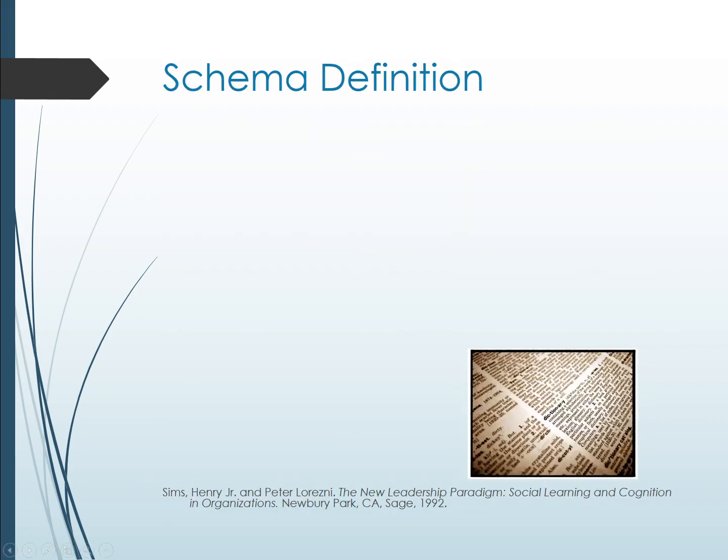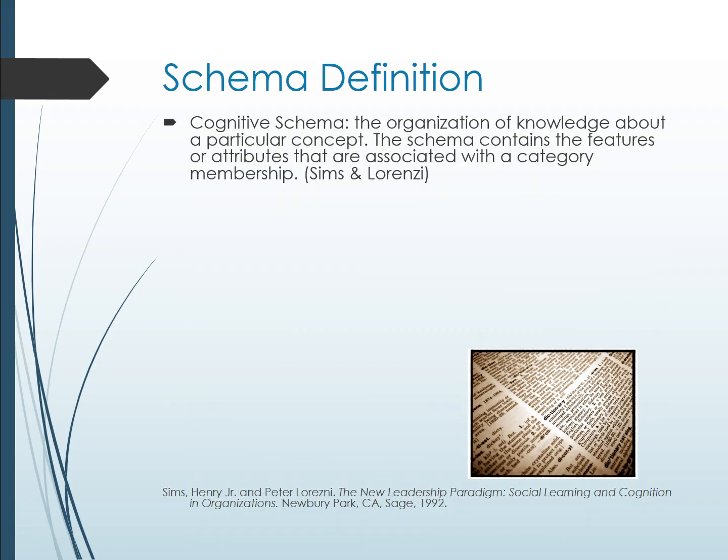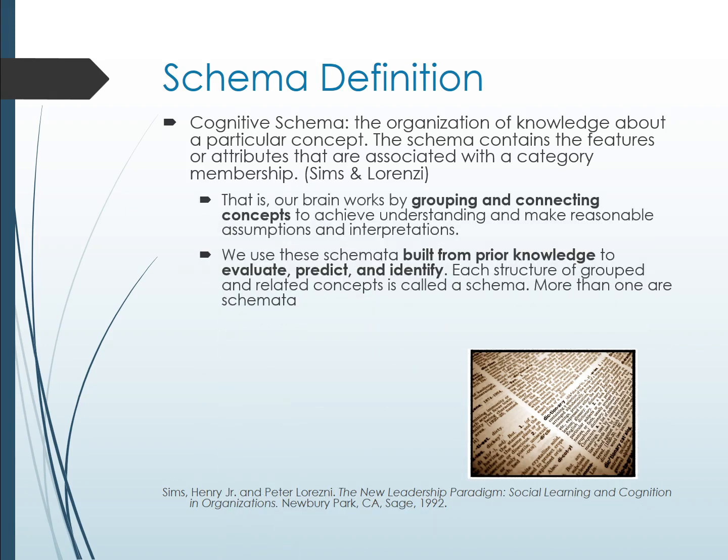The official definition of a schema is the organization of knowledge about a particular concept. The schema contains the features or attributes that are associated with a category membership. Another way to think about it is that our brain works by grouping and connecting concepts to achieve understanding and make reasonable assumptions and interpretations. We use these schemata built from prior knowledge to evaluate, predict, and identify. Each structure of grouped and related concepts is called a schema. More than one are called schemata.